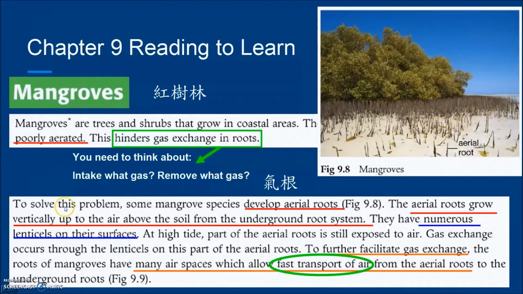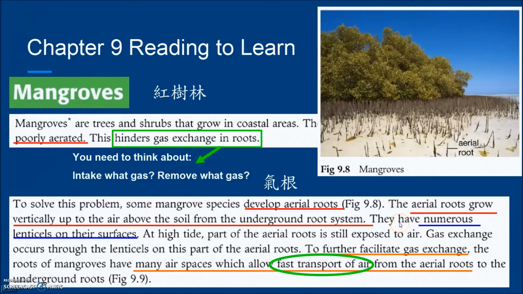So for the mangroves, to solve the problem of the gases exchange difficulties, some of them will develop the aerial root. This root grows vertically up to the air above the soil, from the underground root system. So you can see that they are the aerial root. But somehow you need to think about it all. Once there is a high tide, some of the aerial root may be covered, may be in the water, but some of them may still be exposed to the air.